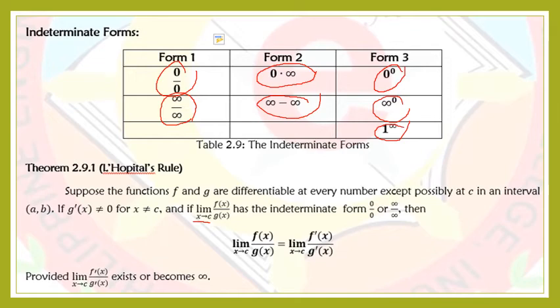Then, the limit of f of x over g of x as x approaches c is equal to the limit of f prime of x divided by g prime of x as x approaches c, provided that the limit of f prime of x over g prime of x as x approaches c exists or becomes infinity. Okay, so let's give an example para malaman natin kung paano natin ma-apply yung L'Hopital's rule at saka yung indeterminate forms.